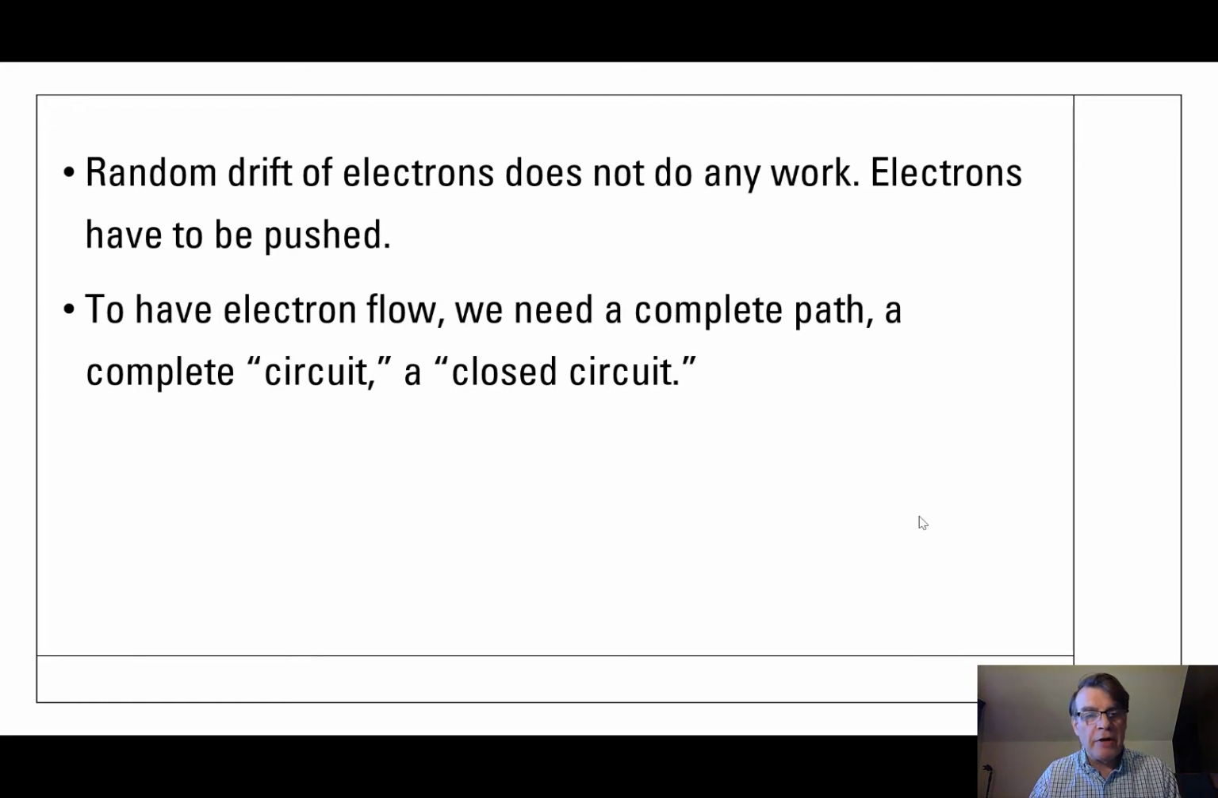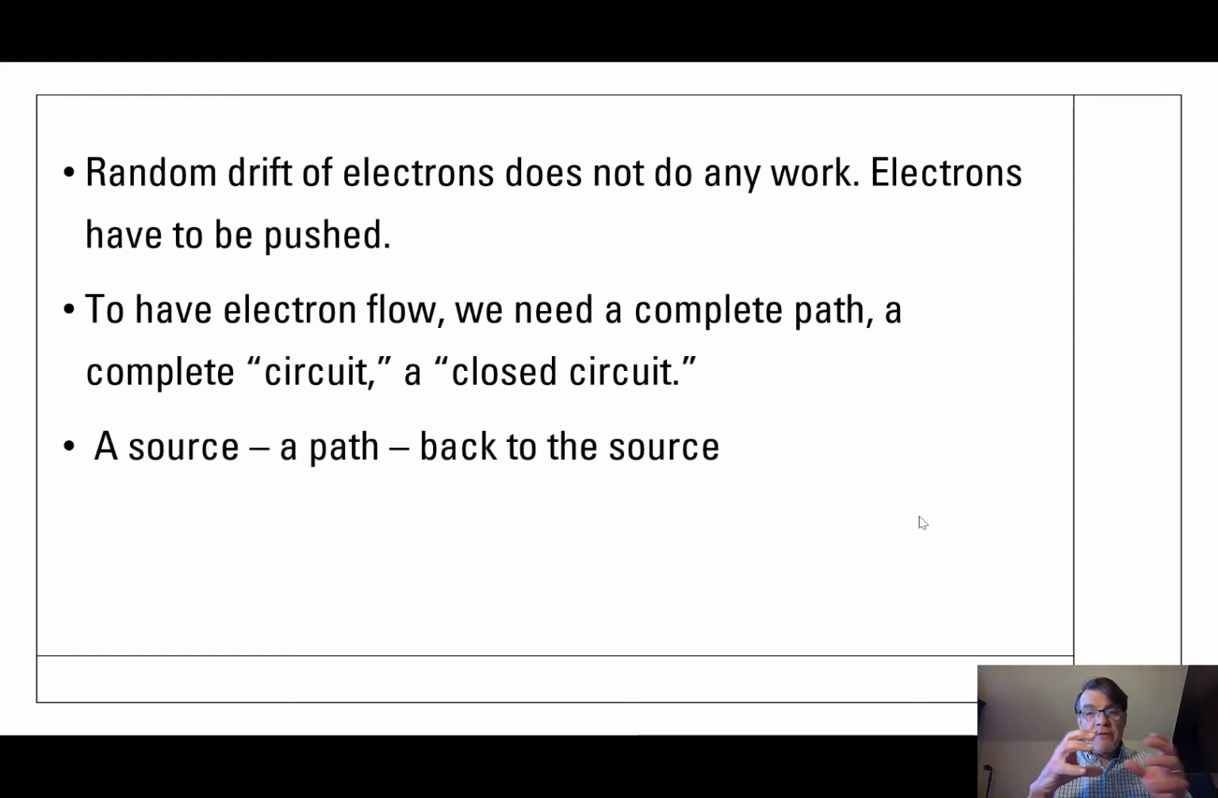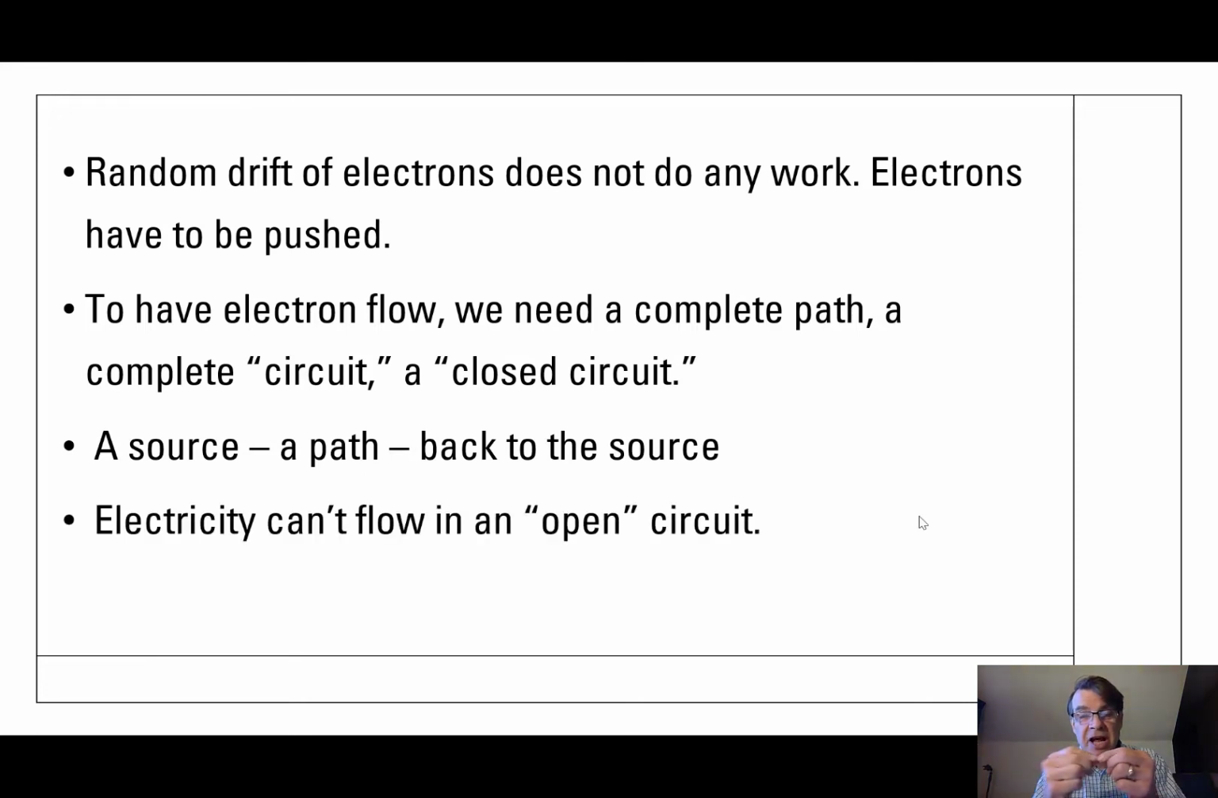So in order to have electron flow, in order to have electricity, we need a complete path. We need a complete circuit. Circuit, of course, means to go around. So you have to have a closed circuit, which means that you have a source, the pusher, as it were, like a battery. You've got a source, you've got a path, which has to be something like wire, and it has to come back to the source. If it doesn't come back to the source, there's not going to be any electricity. In all the movies, they cut the wires, and that makes what's called an open circuit, because it's not connected. The electricity can't get back to the source.